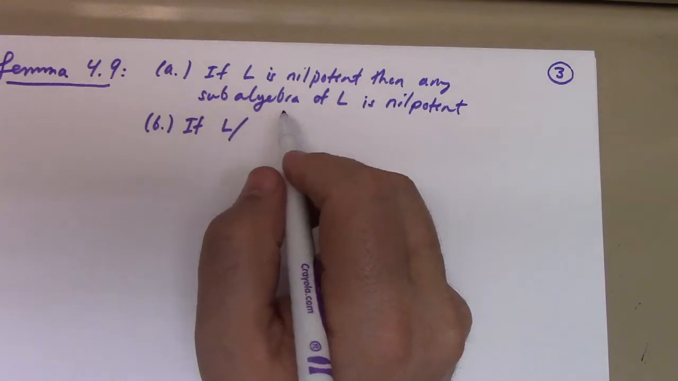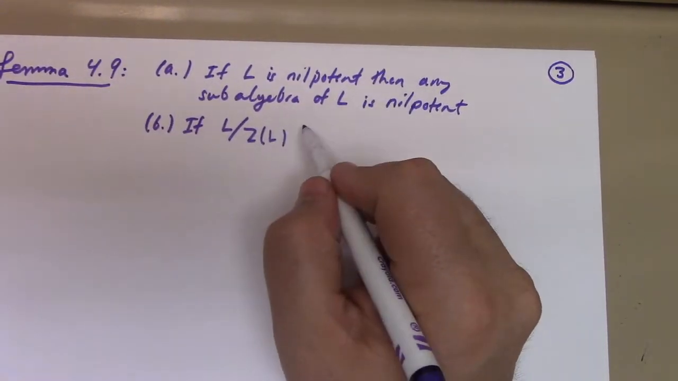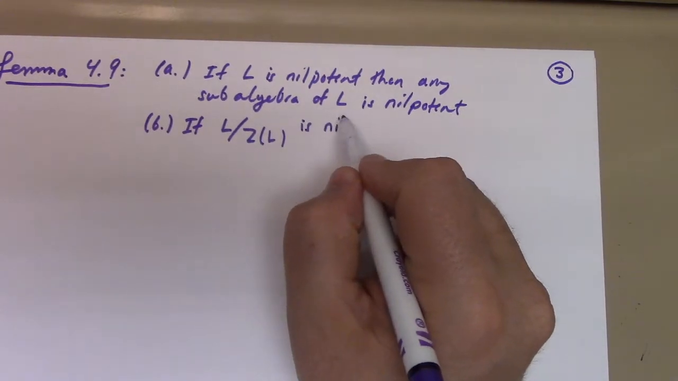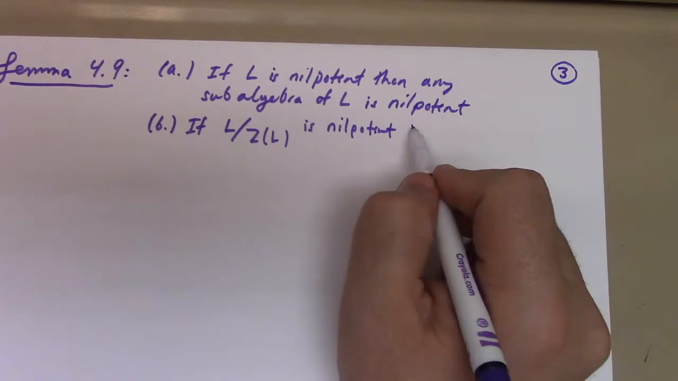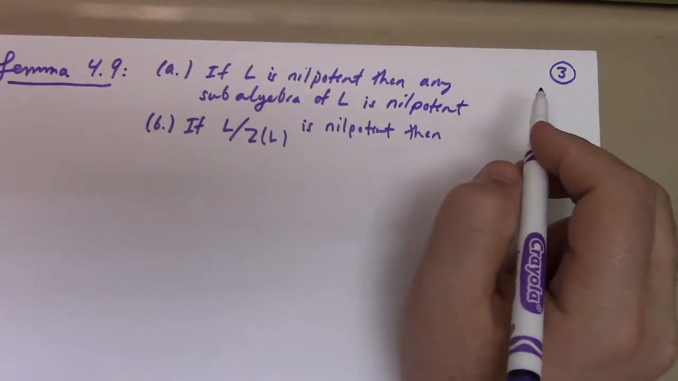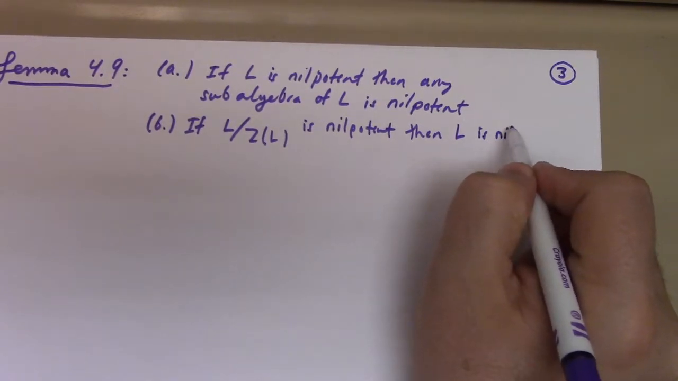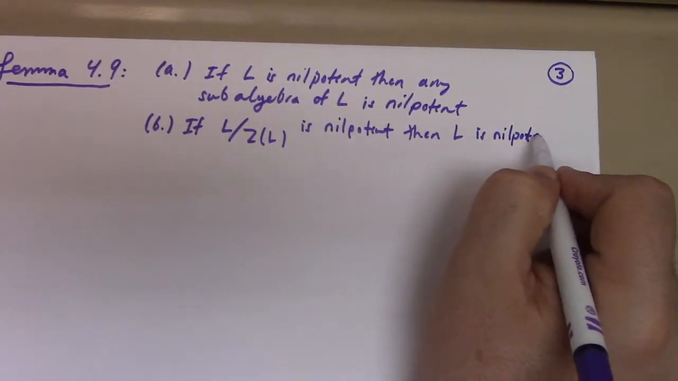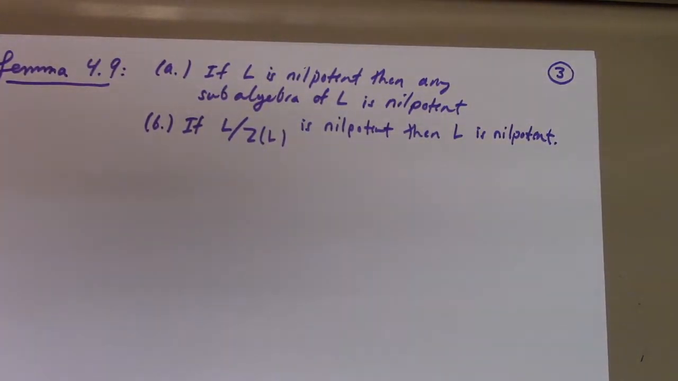Anyway, B: if L mod the center of L is nilpotent, then L is nilpotent. So it's kind of a cancellation kind of thing. If you have this particular quotient is nilpotent, then L is nilpotent.